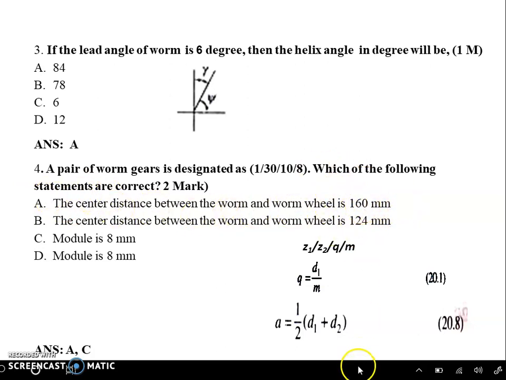That is correct. Is it okay? So with this terminology, we can identify that the center distance between worm and worm wheel is 160 mm. So this A is correct.